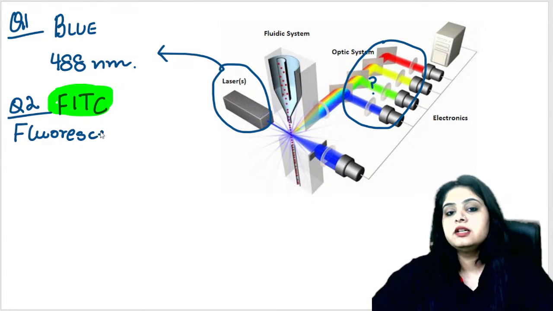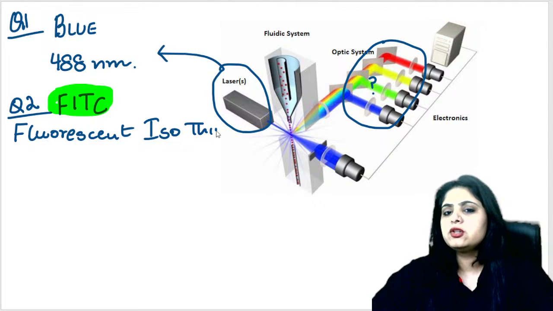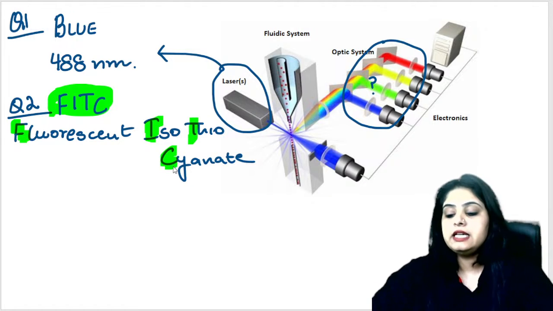This is fluorescent isothiocyanate. Just go through the name once, because just in case it comes as a full form, you should be able to answer that FITC is going to be fluorescent isothiocyanate. So the green color dye is also done. Perfect. Now coming to the third question which will come in this table.